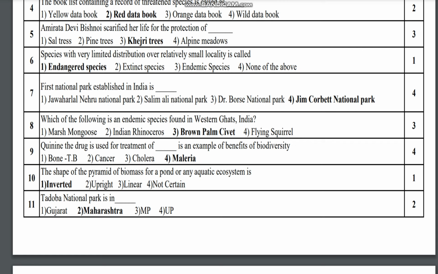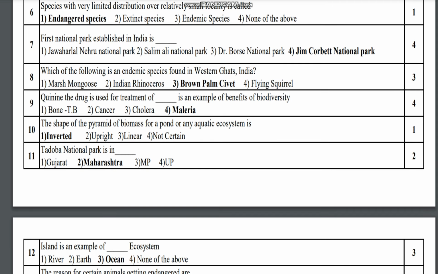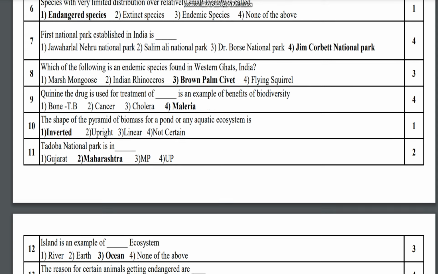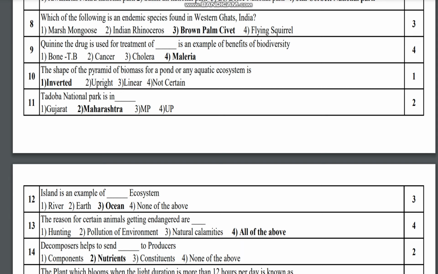Eighth question: which of the following is an endemic species found in Western Ghats of India, that is brown palm civet. Question number 9: quinine is the drug that is used in the treatment of malaria. It is an example of benefit of biodiversity. Question number 10: the shape of pyramid of biomass for a pond or any aquatic ecosystem is inverted.